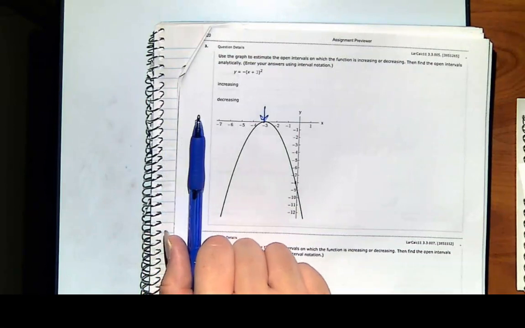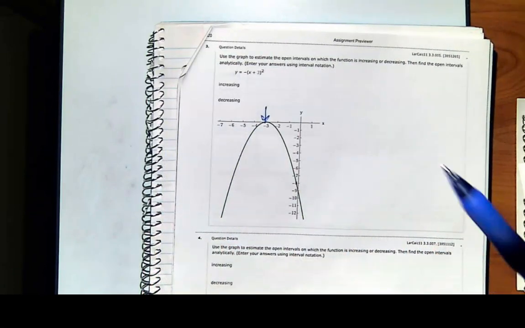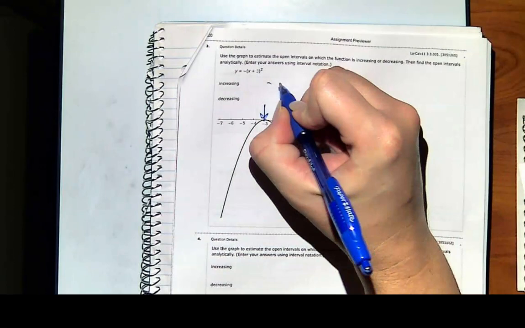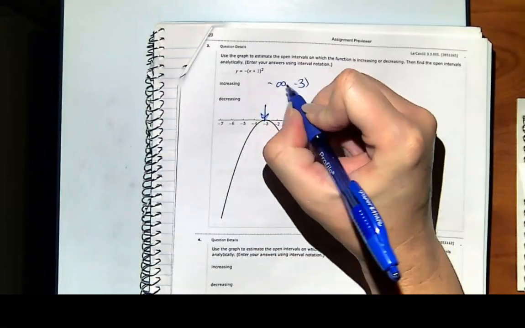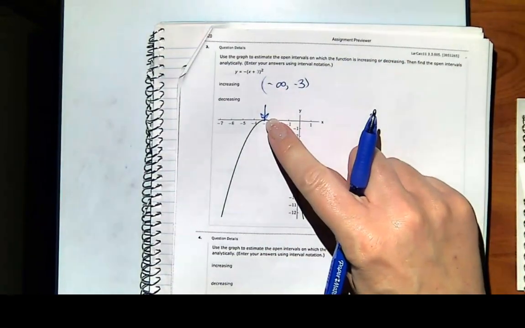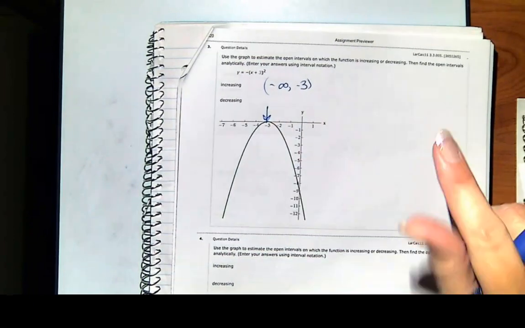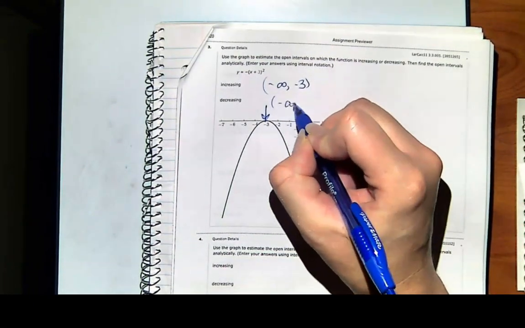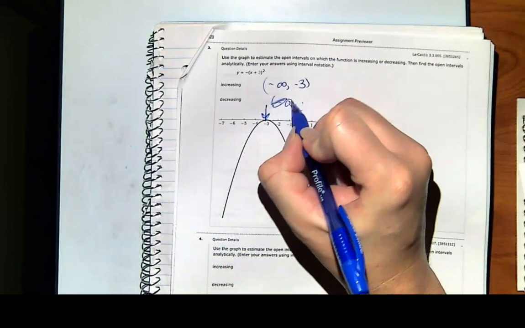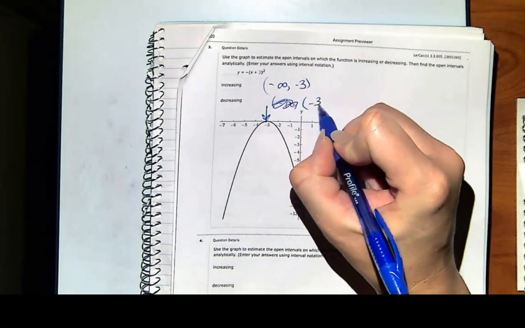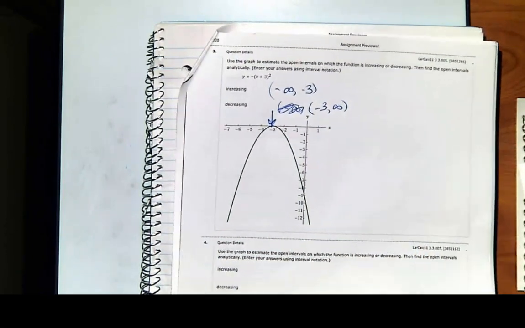So from negative infinity until I hit negative 3, he's going up. And then from negative 3 to positive infinity, he's going down. From negative 3 to positive infinity. All right, so you can do that one.